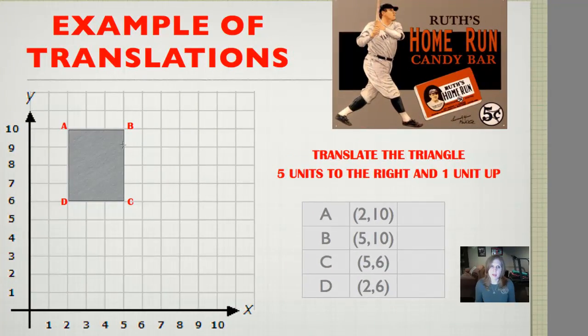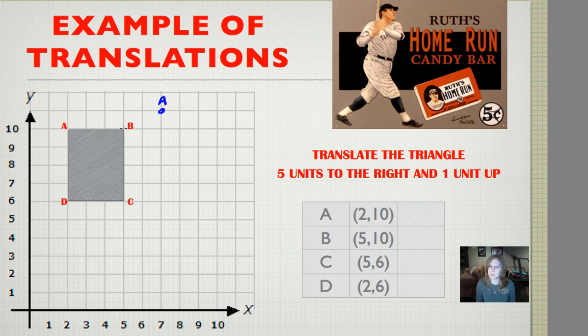So let's do that. The first thing I'm going to do is move 1 point at a time. So I'm going to move point A 5 units to the right and 1 unit up. So I don't count where I'm at. I can't count till I move. So I go 1, 2, 3, 4, 5, and then I go up 1 unit. So this is my new point A, and I'm going to label it.